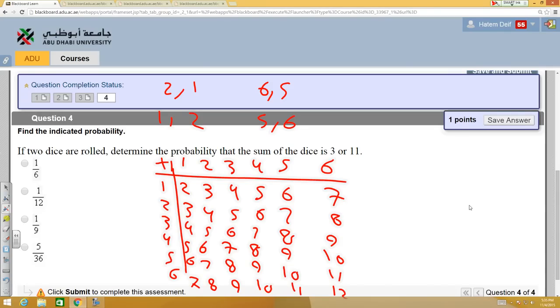So remember, all of these are the sum. You're looking for a sum of 3. That's a sum of 3, and that's a sum of 3. You're looking for the sum 11. That's a sum of 11, and that's a sum of 11. So you have 4 outcomes, and the total is 36.